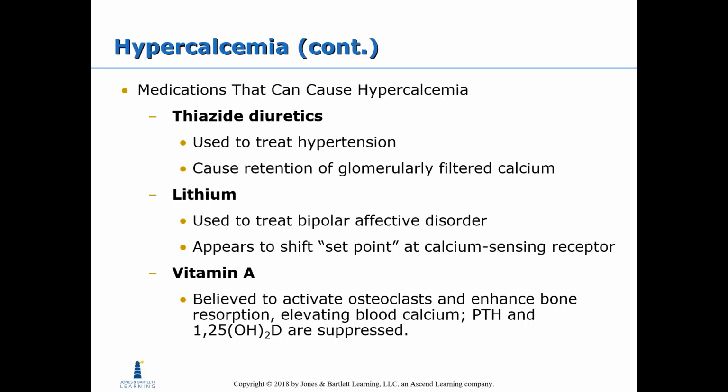Medications that can cause hypercalcemia. Thiazide diuretics, used to treat hypertension, cause retention of glomerularly filtered calcium. Lithium is used to treat bipolar affective disorder. It appears to shift the set point at the calcium sensing receptor. Vitamin A is believed to activate osteoclasts and enhance bone resorption, elevating blood calcium. PTH and 1,25-OH2D are suppressed.